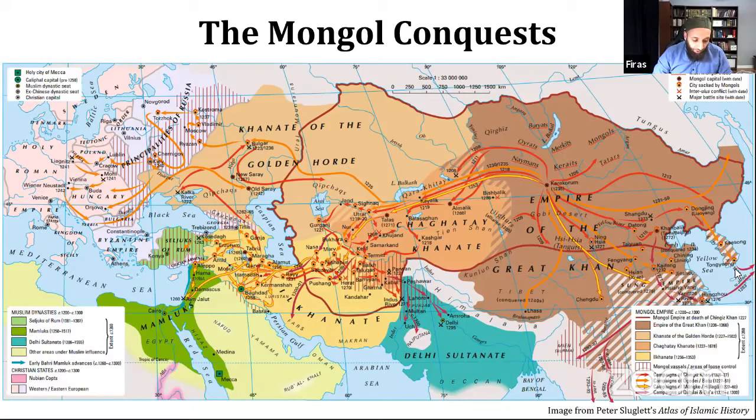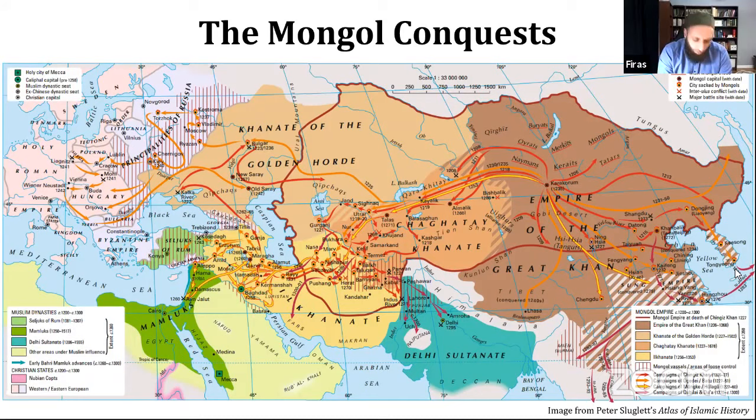But under Ogedai, Chinggis Khan's son, the focus of the Mongol Empire shifts. They no longer really focus much on conquering Muslim lands. They go back to China and begin to conquer Central and southern China, as well as a number of raids into what's now considered Russia and Eastern Europe. So places like Poland, Hungary, those areas are now dealing with Mongol conquests.